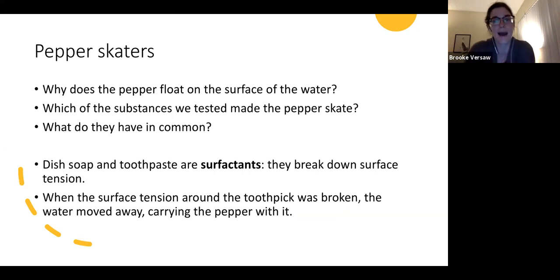And that's actually what happens when you have something stuck to a pan and you use dish soap to try and clean it off. That's exactly the same kind of phenomenon that you're looking at here.